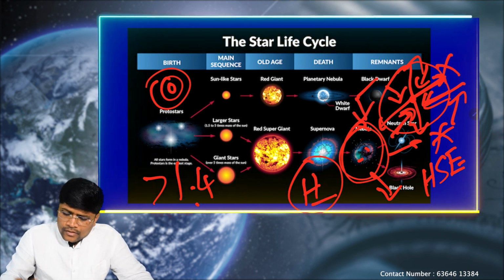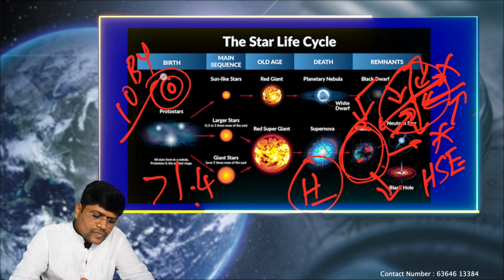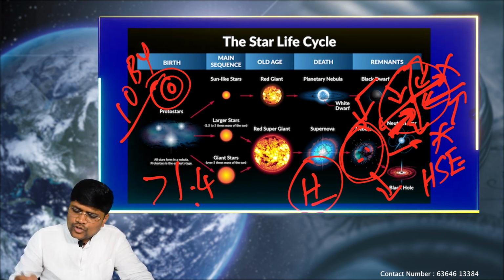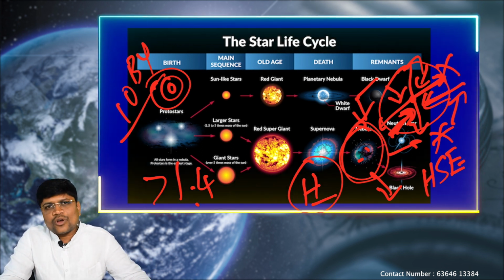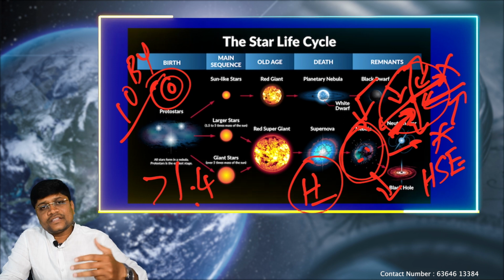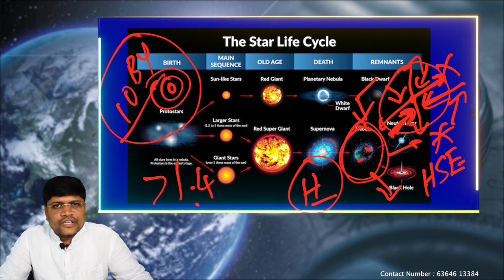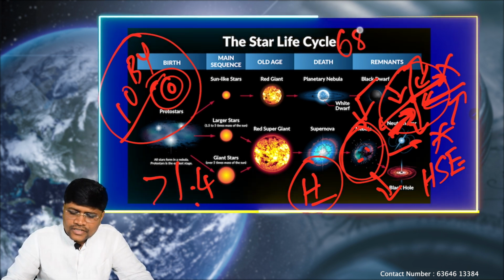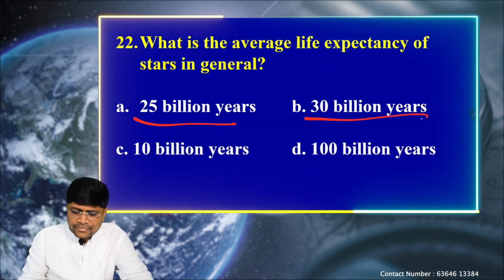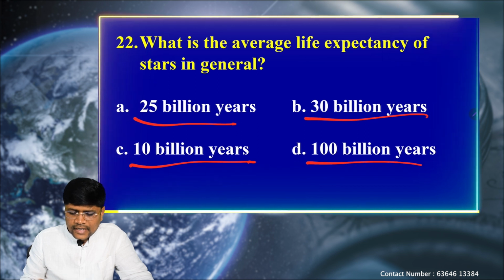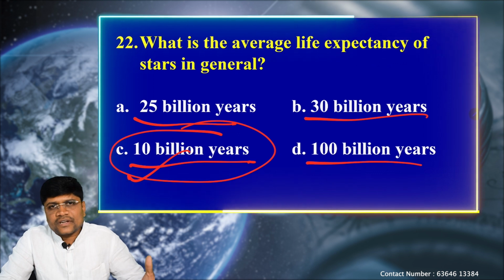The thermonuclear fusion reaction usually takes up to 10 billion years. After that, the outward pushing force becomes weak and the inward pulling force of the stars becomes dominant. So they come to a very small size at one point of time, and due to excess density they explode. Clear? So 10 billion years is the average life expectancy of a star. In human beings, we usually say 68 to 70 years is the average time. The options we have: A, 25 billion years; B, 30 billion years; C, 10 billion years; and D, 100 billion years. The correct option is C, 10 billion years is the average life expectancy of a star.